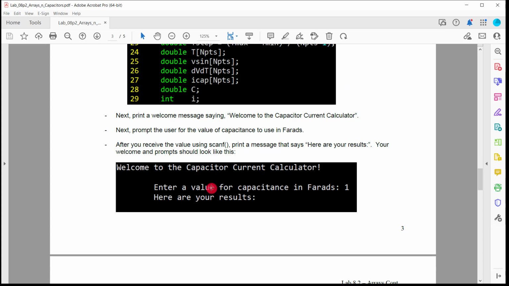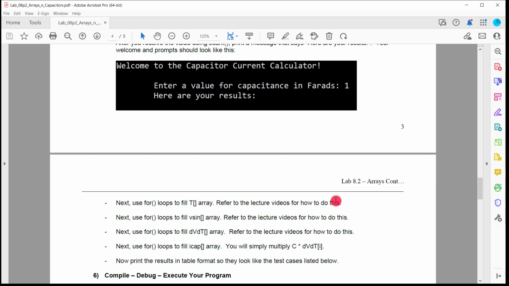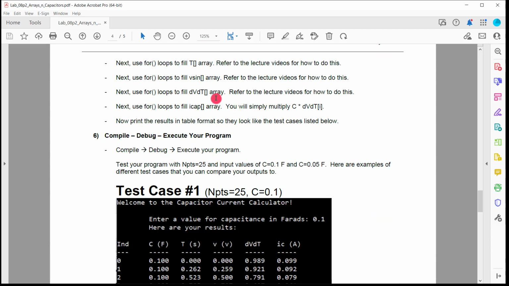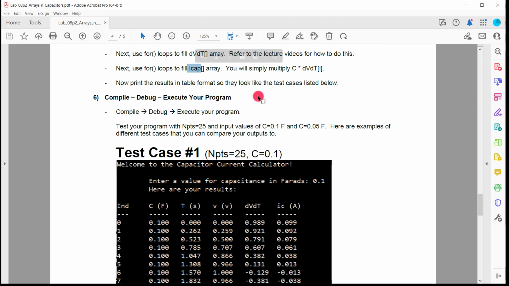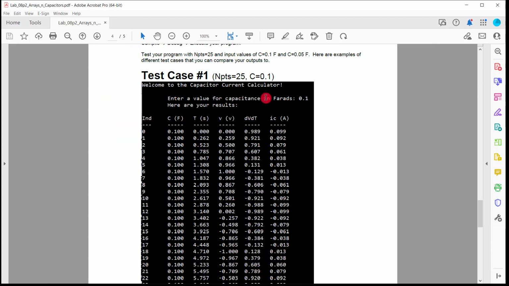And then what you're going to do is this. Print to the user, hey, welcome to the capacitor current calculator. Enter your capacitance in farads. And then you'll fill up the time array using a for loop, fill up the v sine array using a for loop and the sine function from the math.h. You'll then do the rate of change to fill up the dv/dt array. Then you'll simply multiply it by the capacitance to fill up the ICAP array, and then print the results. So here's an example of what your outputs are going to look like.